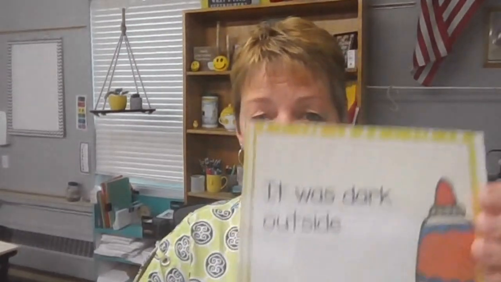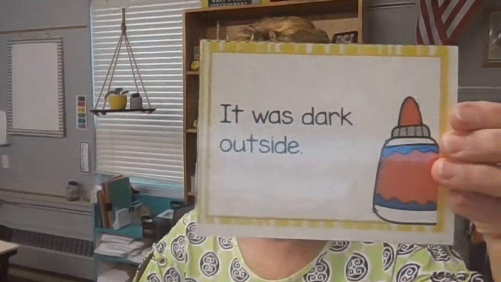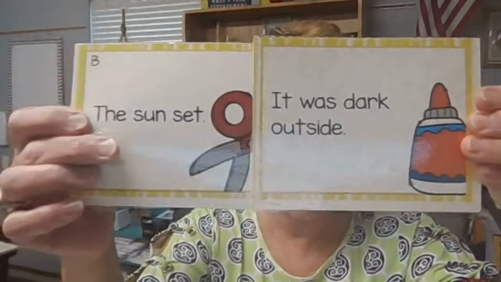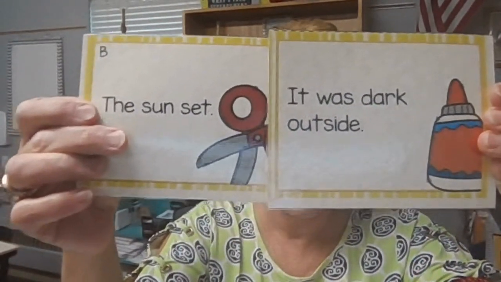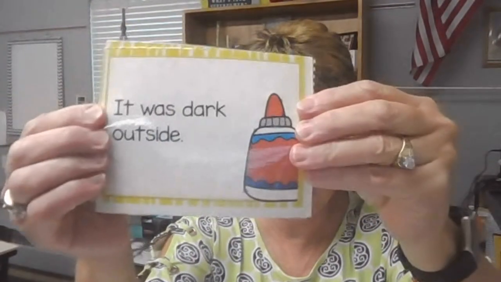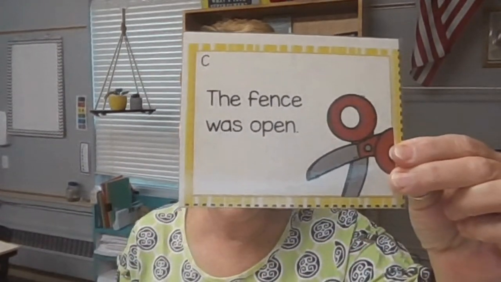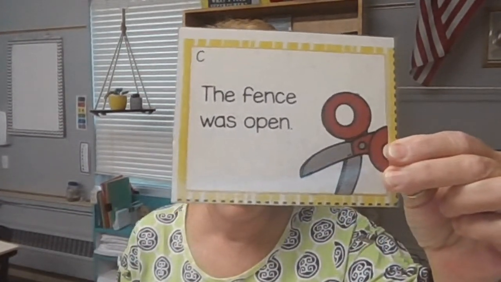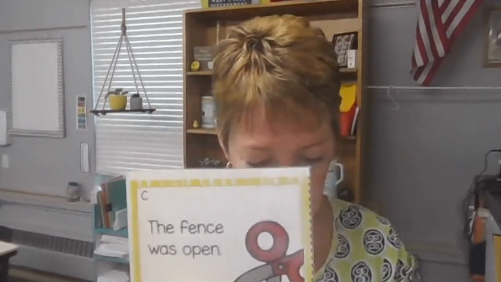The sun set, therefore, it was dark outside. Those two make sense together. So you're going to put this one on top of your letter B strip, and move on to the next one. It says the fence was open. What happens when the fence is open?